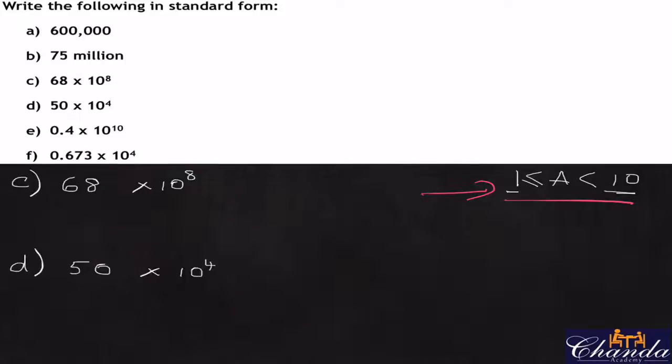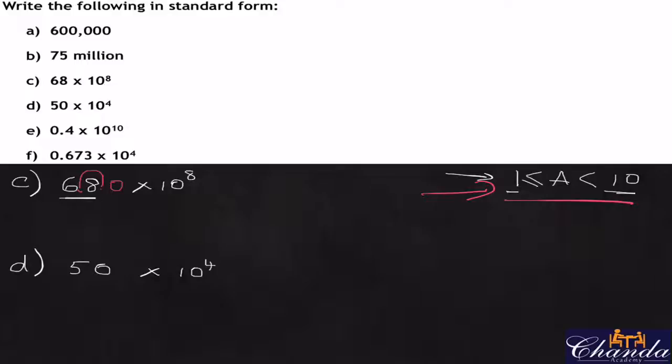So for C, we have 68 times 10 to the power of 8. Now once again, this particular number does not fall into this range here. So let's write it out as a decimal to start off with. So 68 written as a decimal is simply 68.0. Then to turn it into a number that falls between 1 and 10, we'll have to move the decimal point 1 spot to the left.